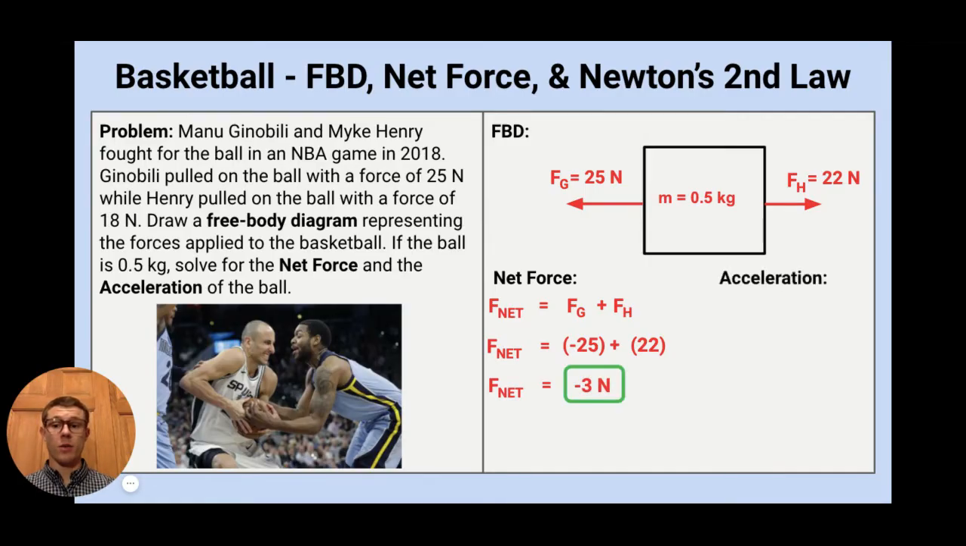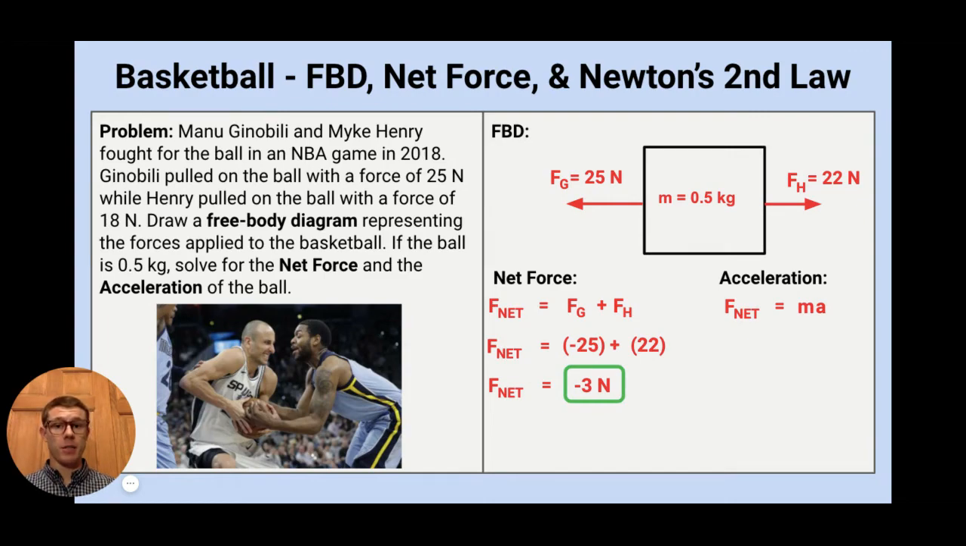The question also asks us to solve for the acceleration of the ball. So we're looking for the acceleration of the ball due to the net force on the system. So let's plug in our equation for Newton's second law. You'll recall Newton's second law is F equals ma. Here we're going to use F equals ma, but we're also going to connect in F net. So we're using a net force here, where the net force on the system is equal to the mass.